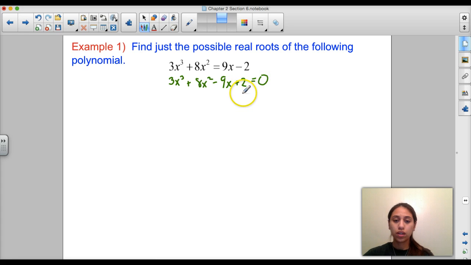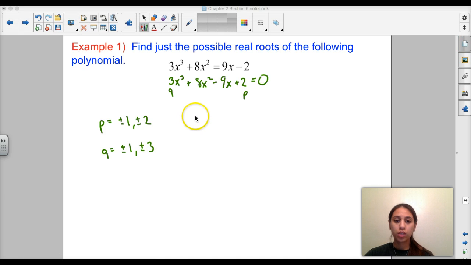This coefficient here, or the constant, is our p-value. Then we need to find the factors of 2, so numbers that divide evenly. That's just plus or minus 1, plus or minus 2. Then this value here, the coefficient in front of our leading term, is 3, and that's going to be our Q. And factors of 3 are plus or minus 1 and plus or minus 3.